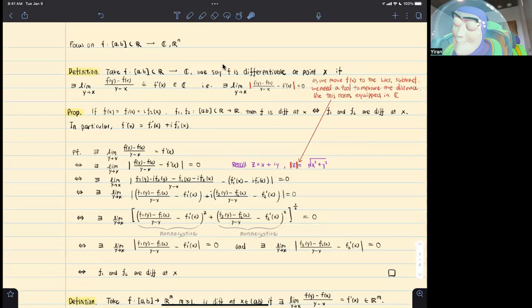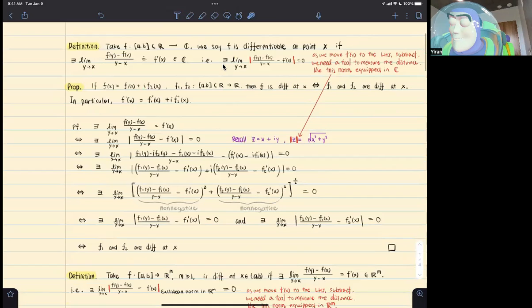Okay, and then the first proposition. Notice that we usually write the complex valued function in this way: f1(x) plus i times f2(x), where f1 and f2 are real valued functions. Then we have f is differentiable at x if and only if f1 and f2 are both differentiable at x. And in particular, we can write the explicit derivative of f evaluated at x in terms of f1 prime and f2 prime. And this is a proof.